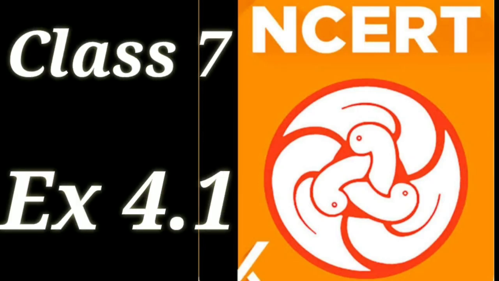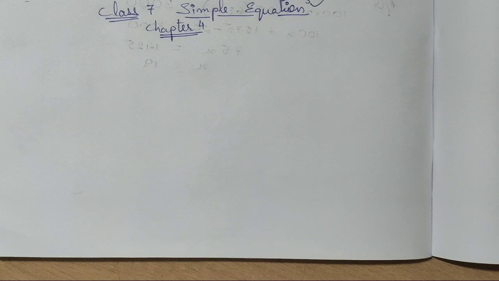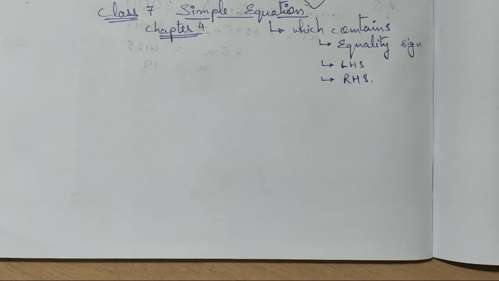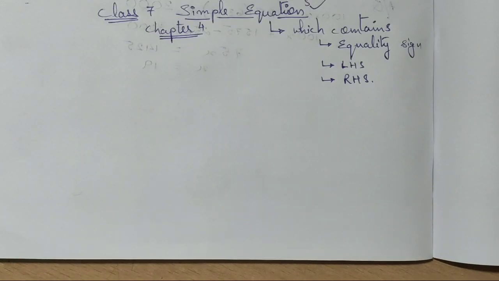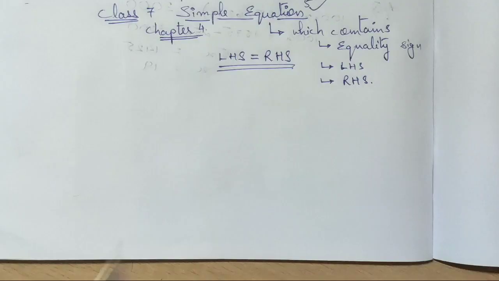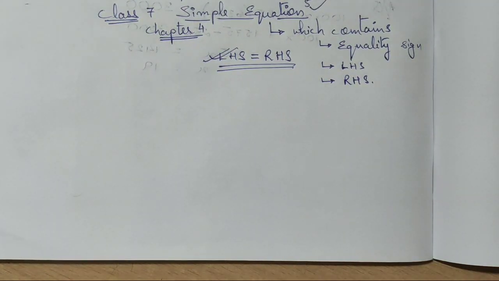Hello everyone. Now let us start our next chapter, that is simple equation. Chapter 4. First of all, the word simple equation means, simple, what does simple mean, right? So what is equation actually? It contains an equality sign, LHS and RHS, in such a manner that LHS is always equal to RHS. So this will be named as an equation, and simple because we are not covering the complex part here. We will be covering that in class 8.